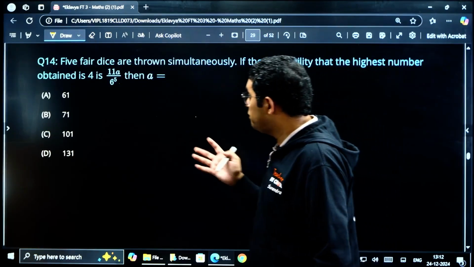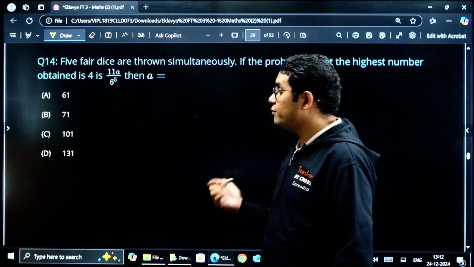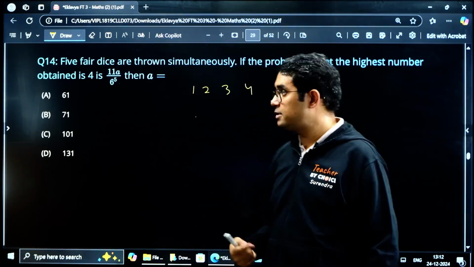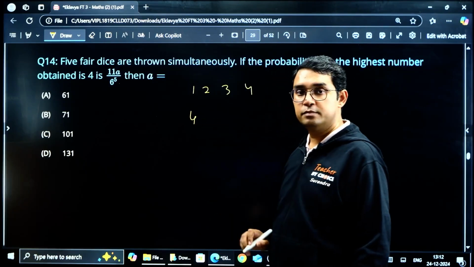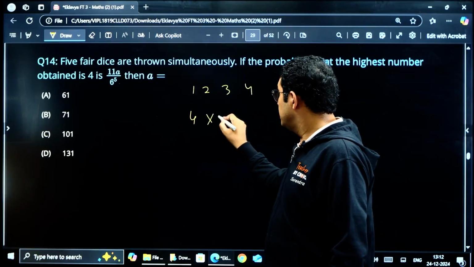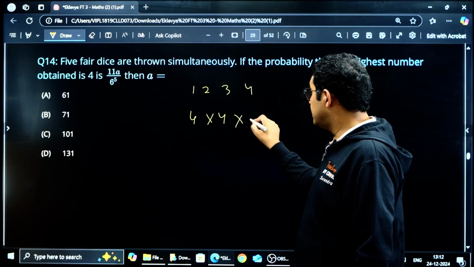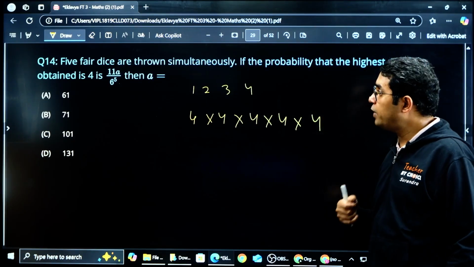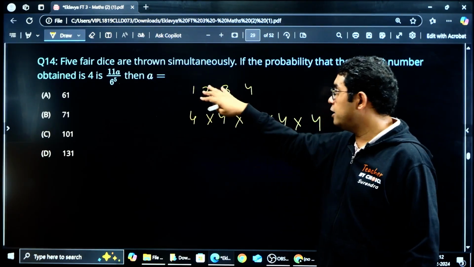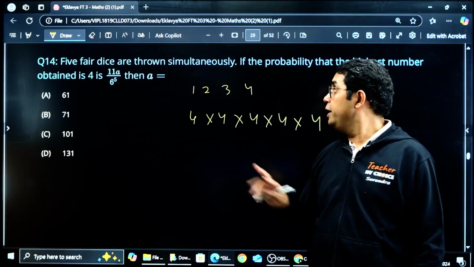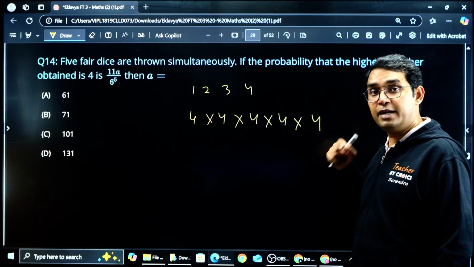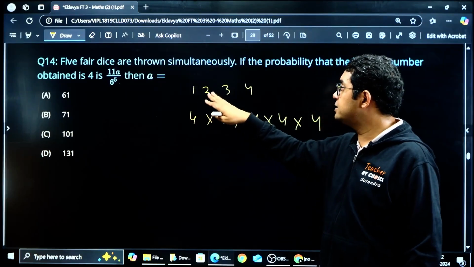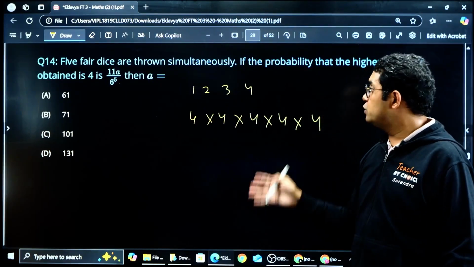Now if I want my outcomes from the first 4 numbers, 1 2 3 4, then on every dice I have 4 options, from 1 2 3 4, second dice 1 2 3 4, third dice 1 2 3 4, fourth dice and fifth dice. So these will be the total number of outcomes if my outcomes are from the first 4 numbers. But if you do this, there are chances that you never get 4 on any of the dice. Always you get, let's say, 1 2 3 1 2 3 1 2 3, so you never get 4.